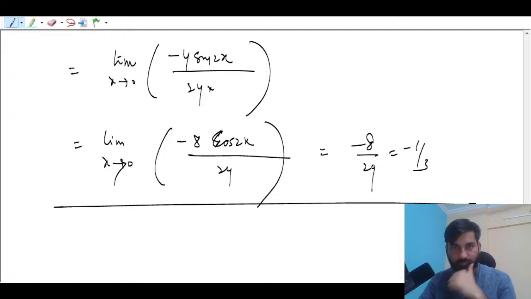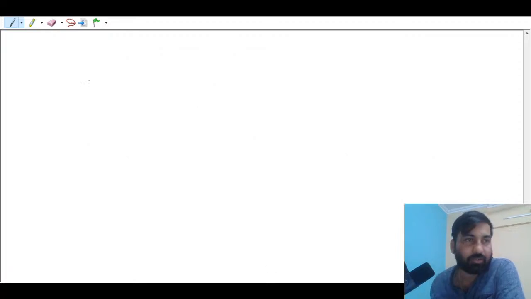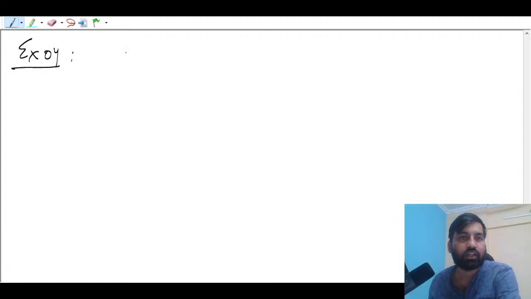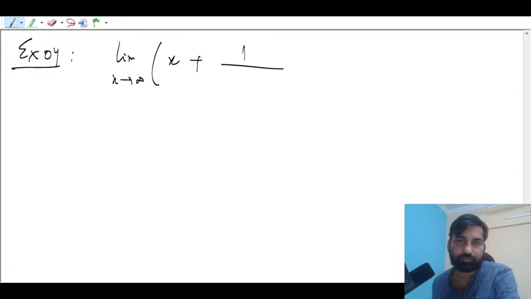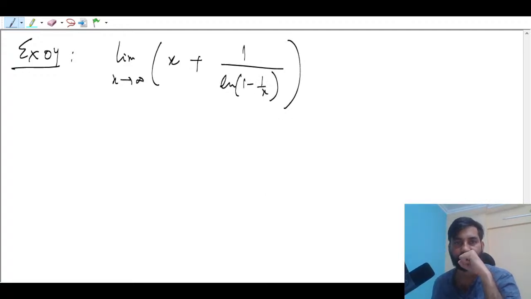Now I'm just going to give you one more question. Example number 4 says that consider the limit x tending to infinity of x plus 1 by ln 1 minus 1 by x. Okay, this is a question, right? Now you have to identify which form it is going to be.